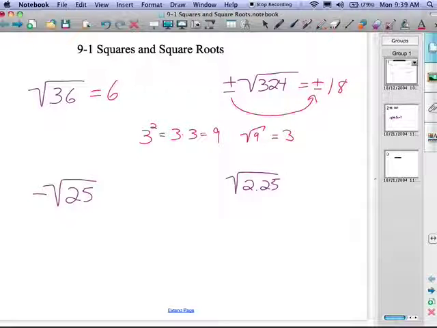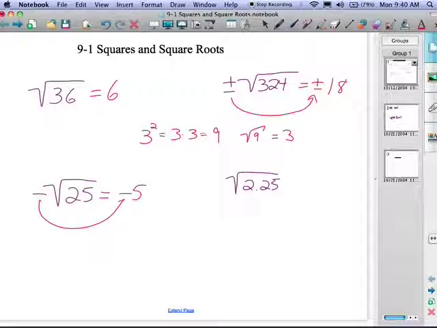In the lower left-hand corner, we have the negative of the square root of 25. So what number multiplies together to give you 25? That's going to be 5. And then we take the negative sign and put it into the answer.